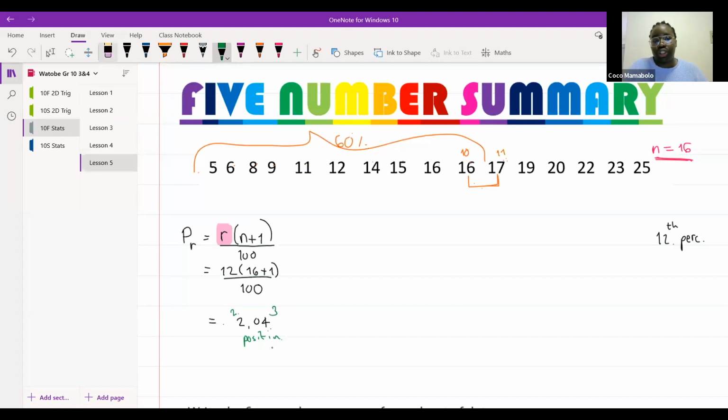So it's not going to be 5 and 6. It's going to be in between 6 and 8. Remember, position 2 is where 6 is, and position 3 is where 8 is. So it'll be the number in between these two, which is? Will it be 6,7? No, it's 7, because between 6 and 8, there's 7.